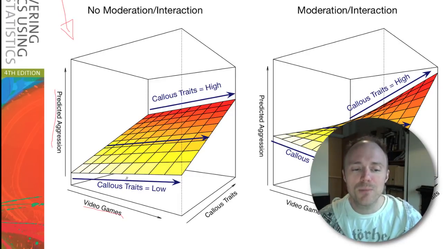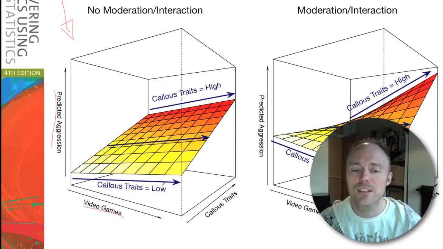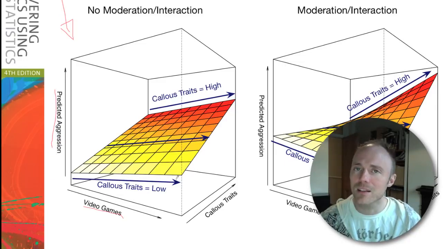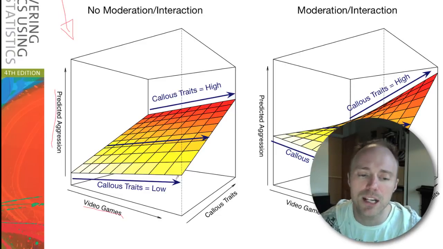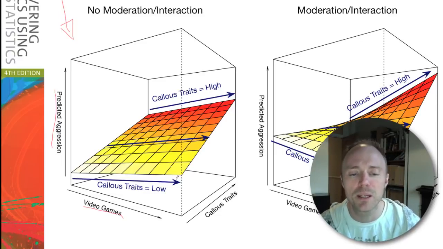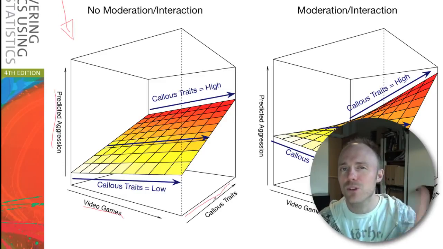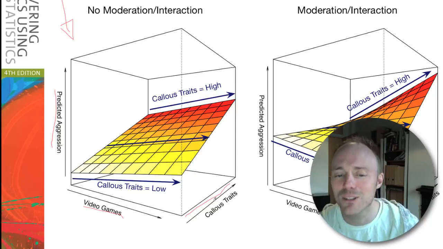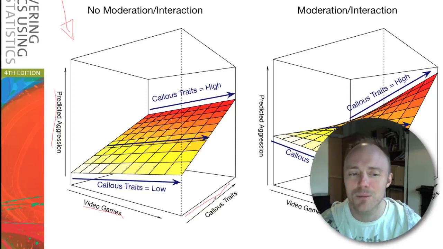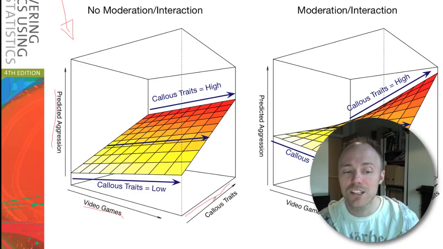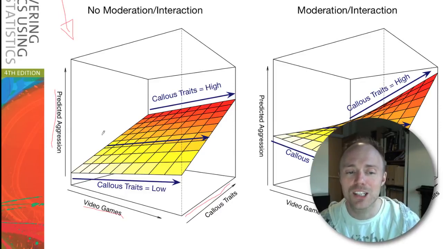If we look at the bottom end, this is when callous unemotional traits are at a very low level. Remember, they're measured on a continuum. You can see this blue arrow represents the relationship between video gaming and aggression. It's a slightly positive relationship. Now, as we move along the scale of callous unemotional traits, what about someone with a medium, or average, amount of callous unemotional traits? What's the relationship between video gaming and predicted aggression then?